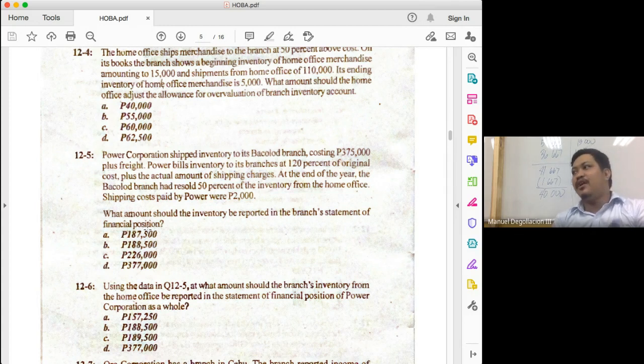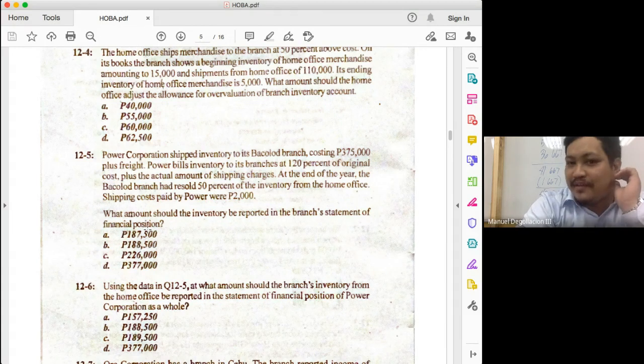Because the 188,500 is the true cost of the inventory. But if you are asked to prepare the financial position statement of the branch, it would be based on the billed price. So what then are we supposed to do, class? Determine the billed price of this 375,000. And how much is the markup to be added to the 375,000? What does it say? The billed price should be 120% of original cost. So what do we do? Multiply 375,000 by 120%. How much will that give us, class?